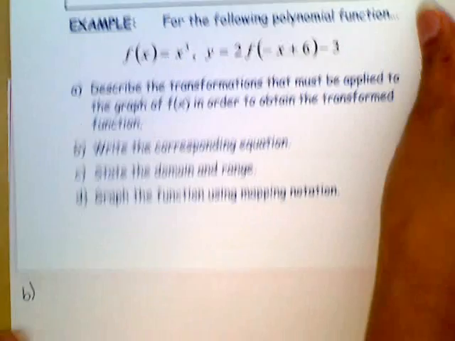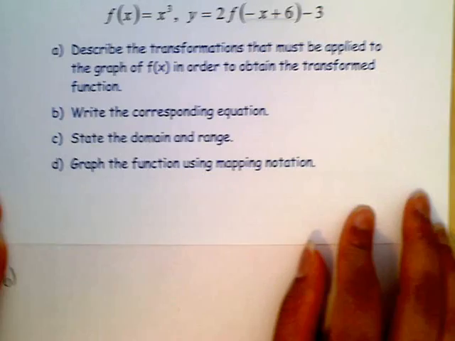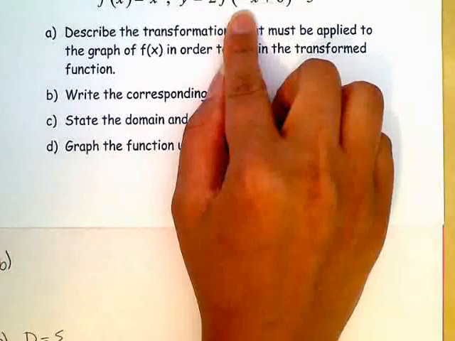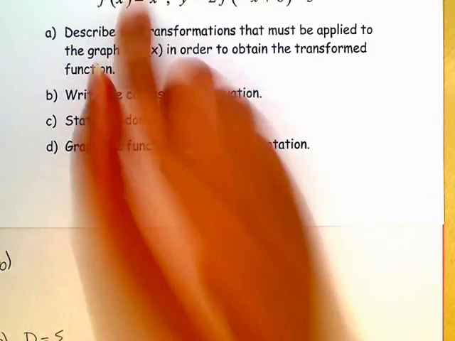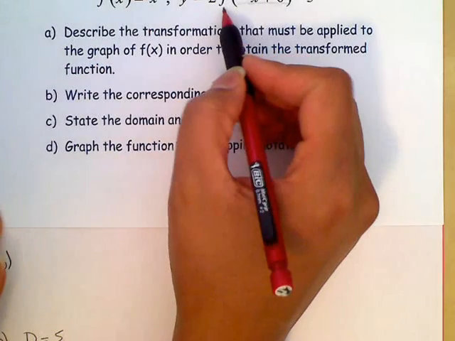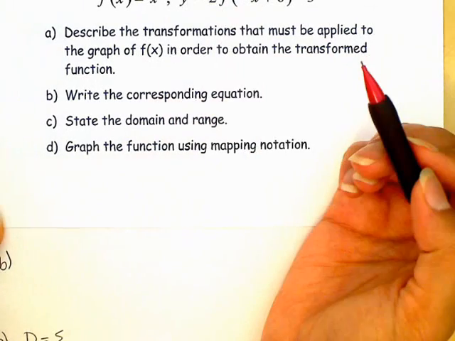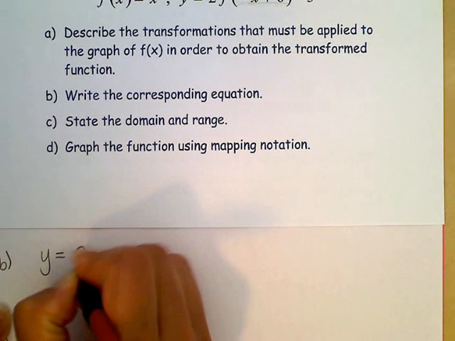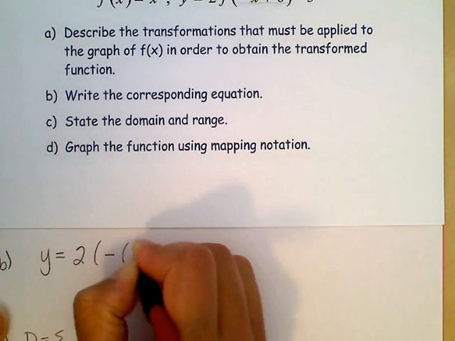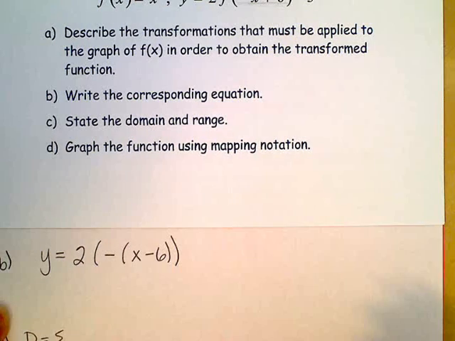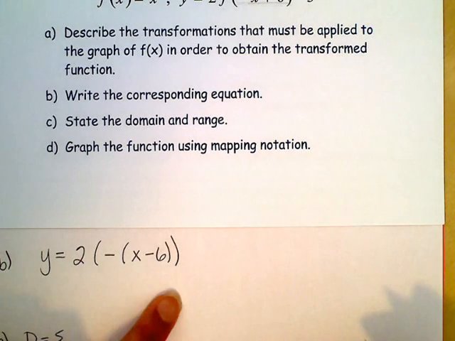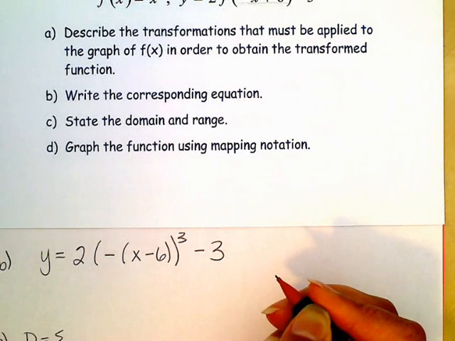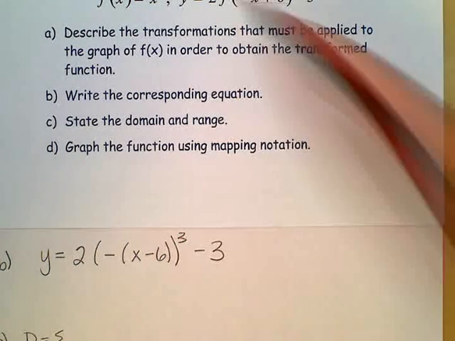For parts B, C, and D, we're going to do this together. Part B says write the corresponding equation. This is right now in a general function form, but it also tells you that the function is a cubic function. So I'm going to replace the f in the general form with an exponent of 3 to make it a cubic function. My function would look like y equals 2 bracket, and I'm going to leave it in factored form: 2 bracket negative (x minus 6) to the exponent 3 and then minus 3. So there is the function in cubic form instead of just a general form.